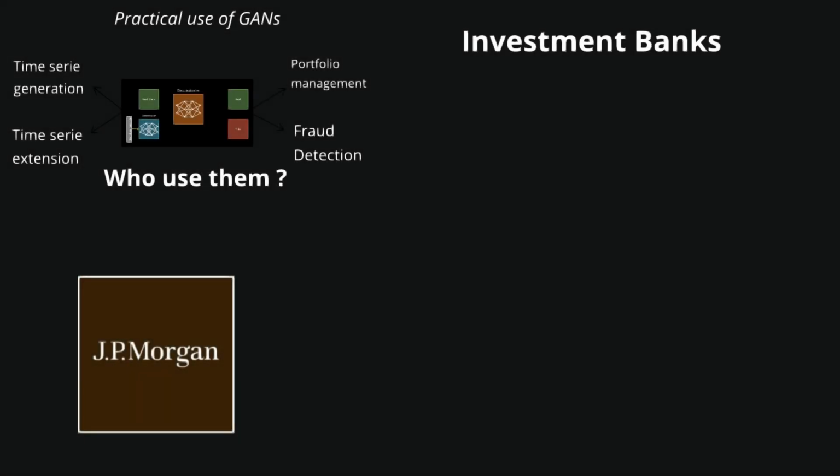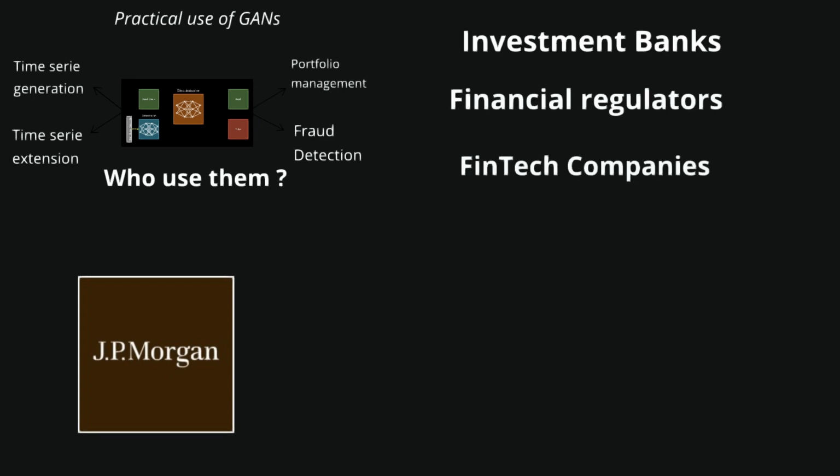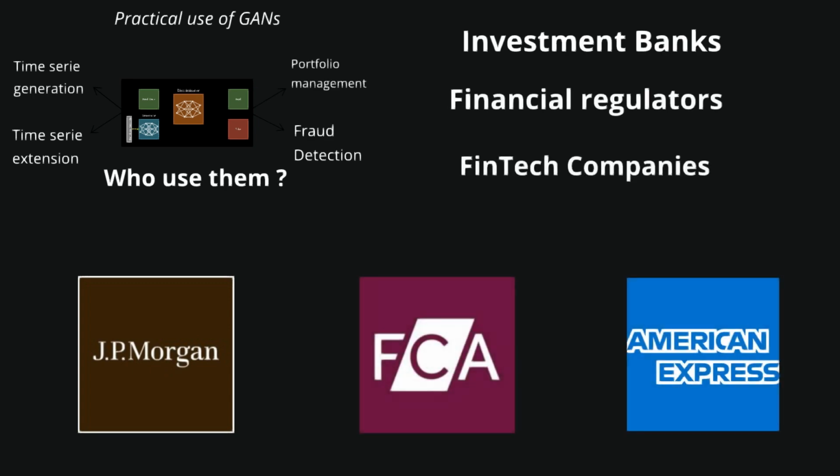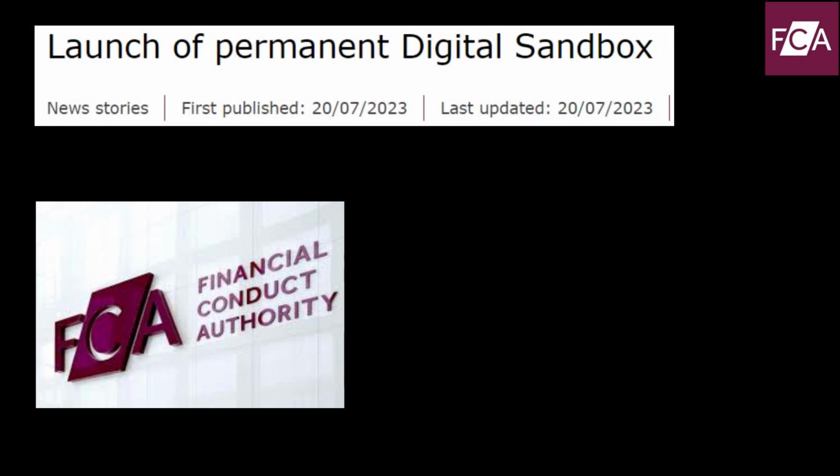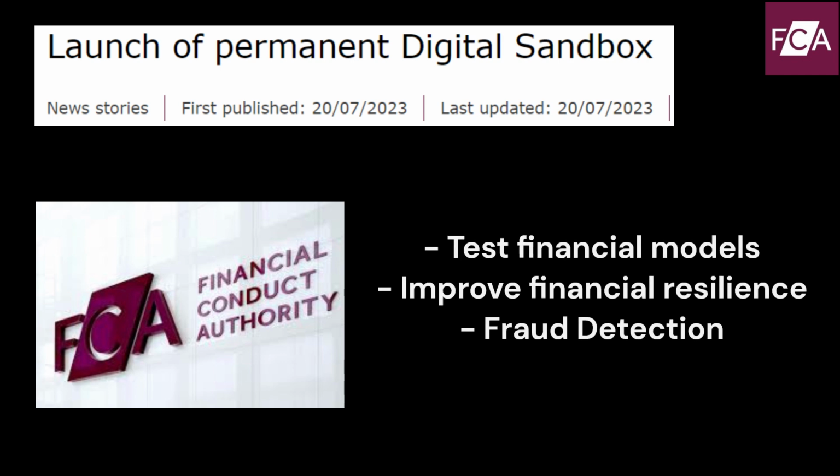But not only investment banks invest in GAN models. As stated before, GANs can be used for time series generation and fraud detection, and we will see two more examples: the Financial Conduct Authority and American Express. First, the Financial Conduct Authority is a financial regulatory body in the United Kingdom. It developed an environment called the Digital Sandbox, whose goal is to provide an environment where it is possible to test financial models and perform stress tests.